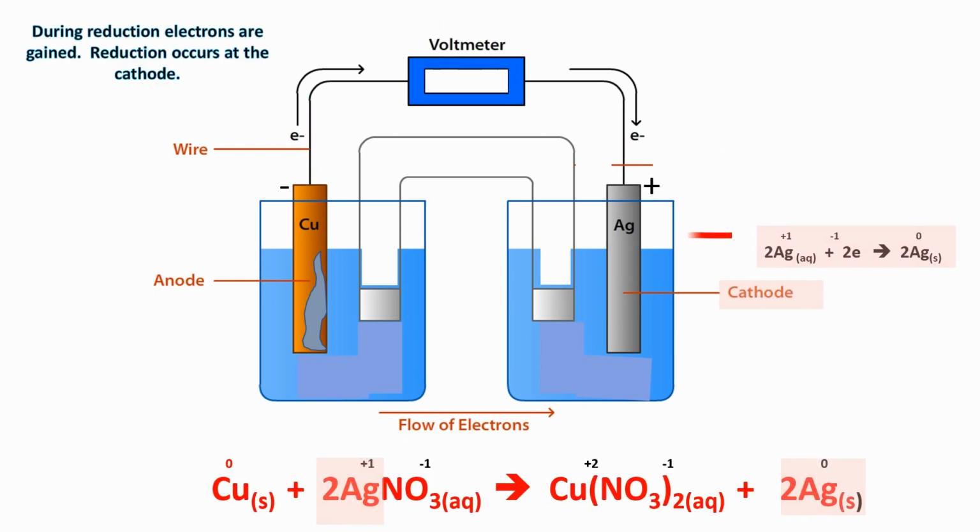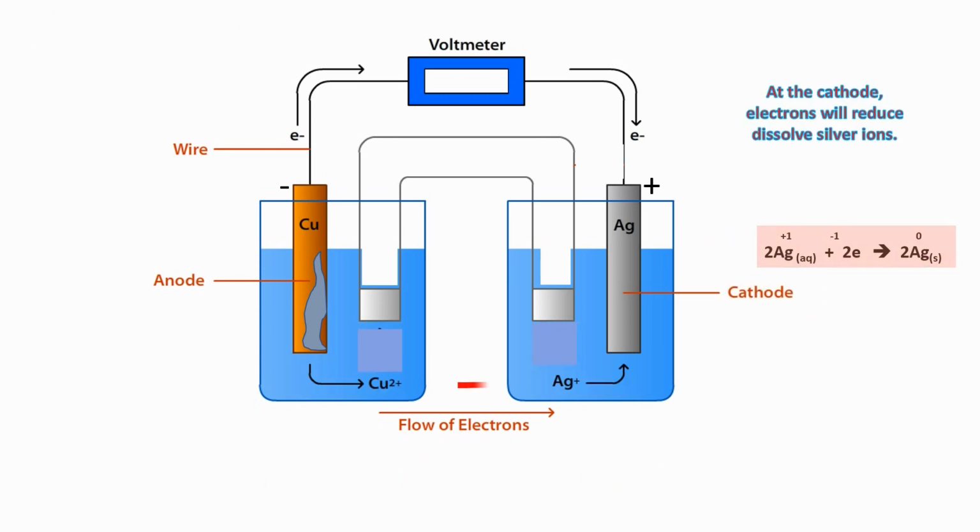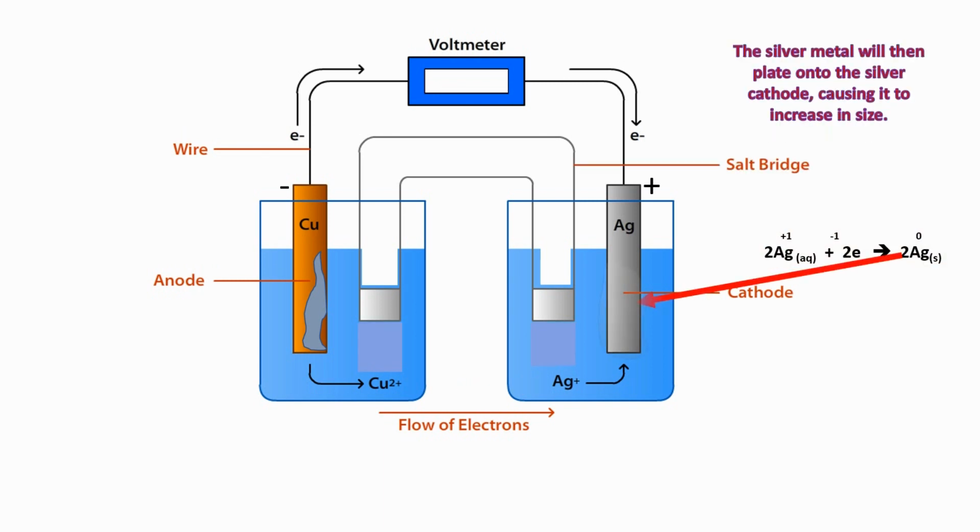During reduction, electrons are gained. Reduction occurs at the cathode. At the cathode, electrons will reduce dissolved silver ions. The silver metal produced will then plate onto the silver cathode, causing it to increase in size.